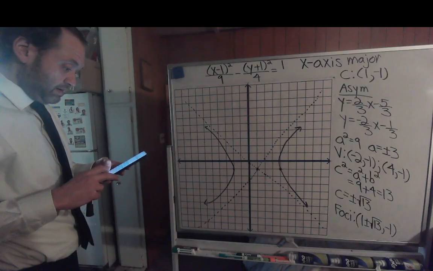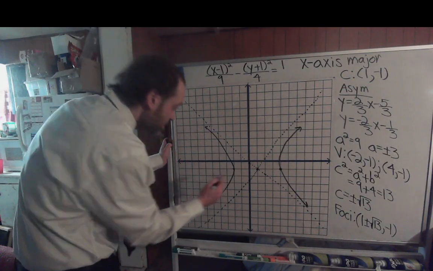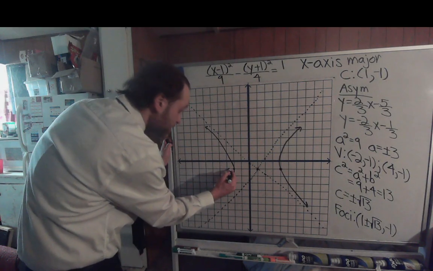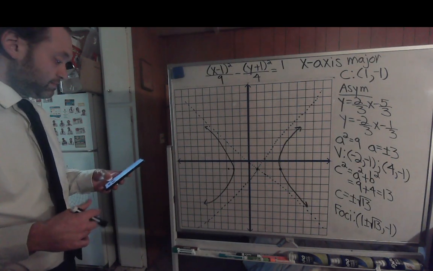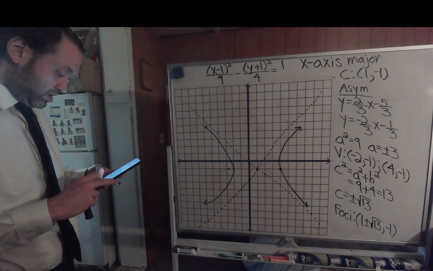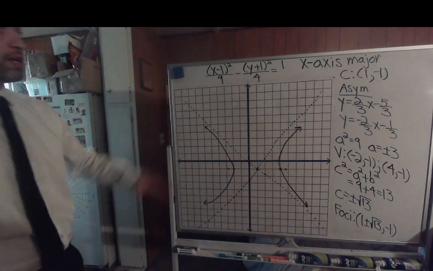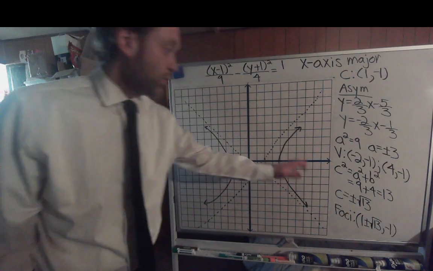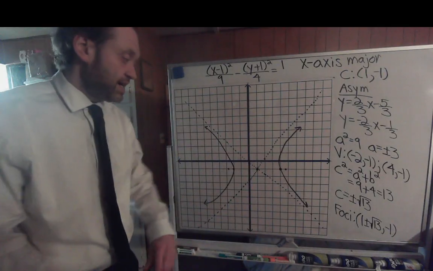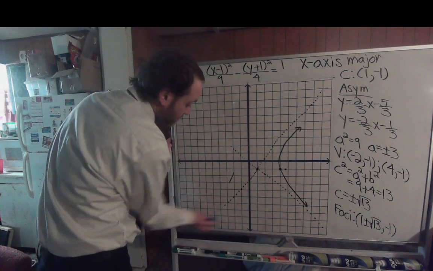Alright, so let's see. About −2.61, that'd be one focus. And then we have plus the square root of 13, that'd be about 4.61, so that'd be about right there. So there's your two foci graphed with this. So here's your hyperbola with center at (1, −1), vertices at (−2, −1) and (4, −1), with your foci and your slant asymptotes. Now, we're going to be given certain characteristics of these hyperbolas, and we've got to find the equation again.